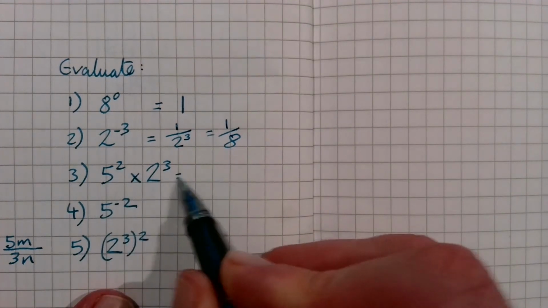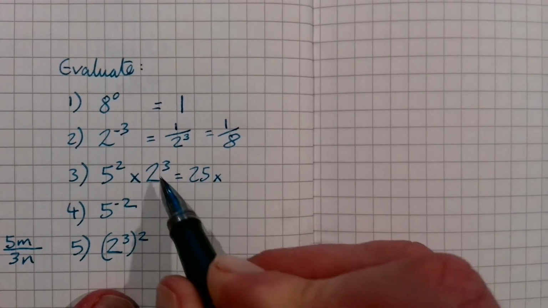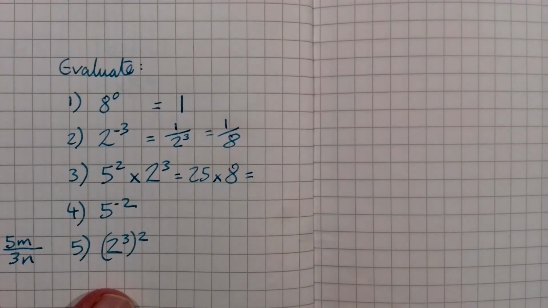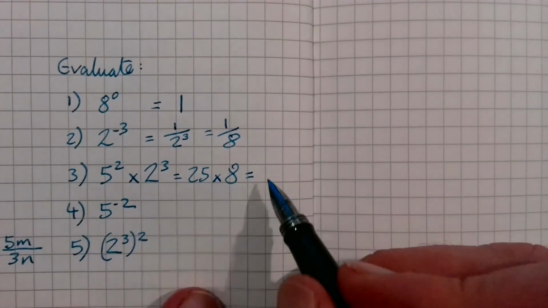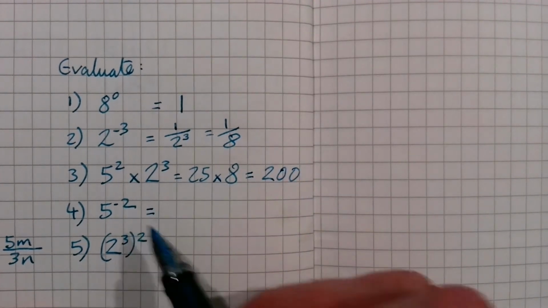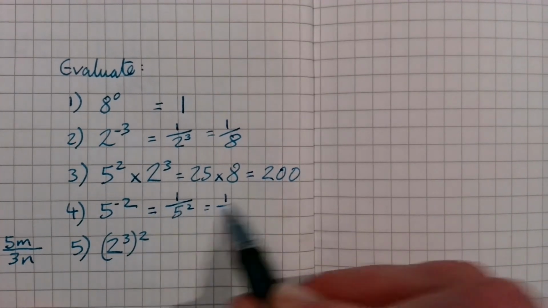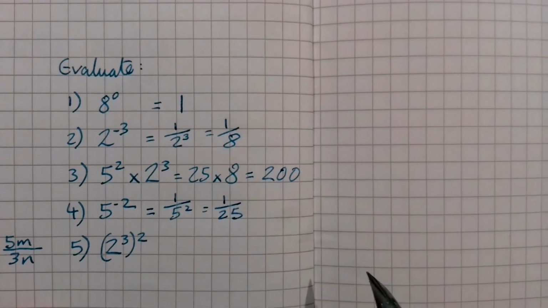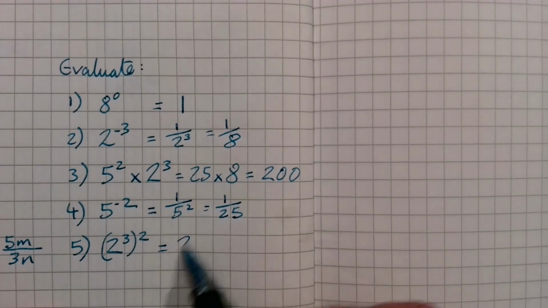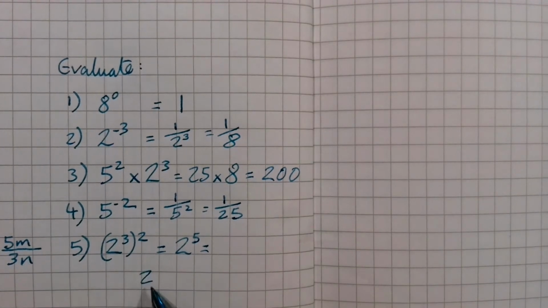5 squared times 2 to the power 3, well first of all, 5 times 5 is 25, times 2 times 2 times 2 we've just done is 8. So we've got to do 25 times 8. Well, 4 25s are 100, so 8 25s will be 200. 5 to the negative 2, turn it to 1 over the positive power. 5 squared is 25, so it's 1 over 25. And finally, we've got 2 to the power 3 squared, so that means 2 to the power 5. So 2 to the power 5 is 32.